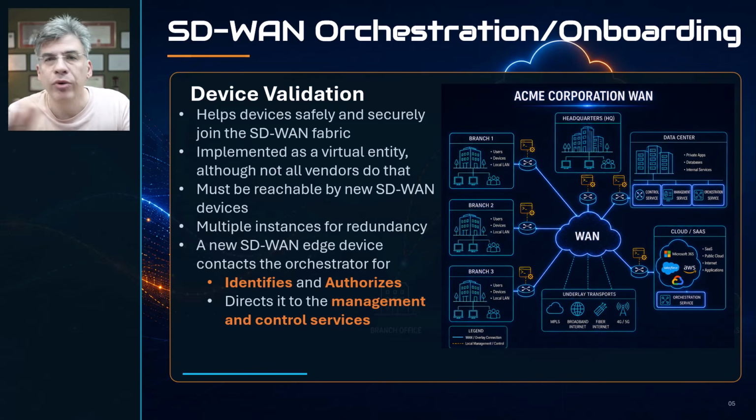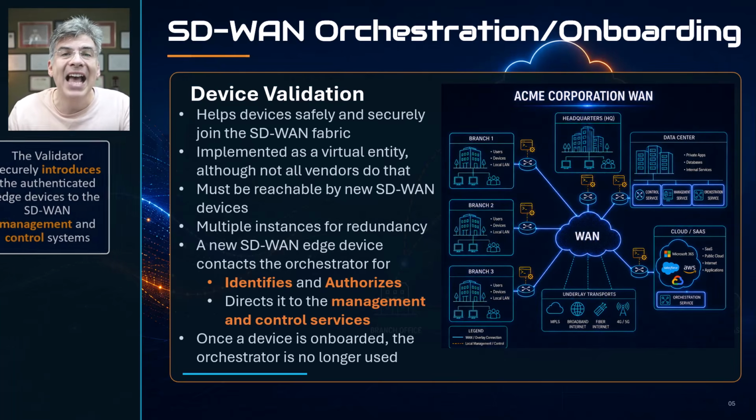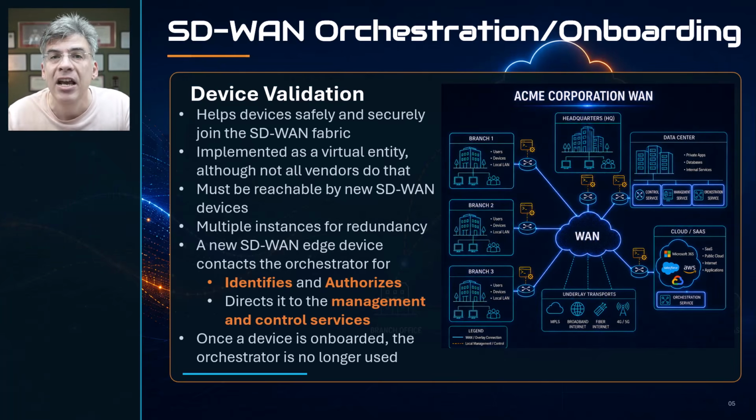It doesn't distribute routing information, it doesn't configure the edge device, it doesn't even forward traffic. Instead, it just securely introduces the authenticated edge devices to the management and control plane systems with which they must establish their permanent connections. Now, once the edge device has been authenticated and connected to the required systems, the validator is no longer involved in the normal forwarding of user traffic. Data traffic flows directly between the WAN edge devices, while routing and policy information is exchanged with the SD-WAN controllers.